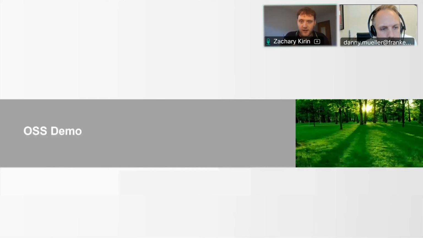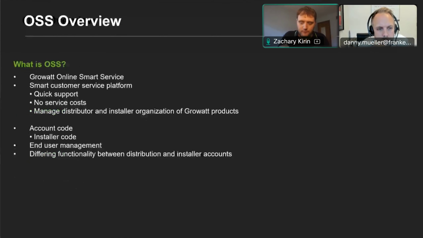So let's go over the OSS demo. We're going to walk through a little bit about what OSS is and how we can utilize this for your customer and how we can manage our platforms. So firstly, I think we're all wondering what OSS stands for, and that is the Growatt Online Smart Service. It is the monitoring platform for O&M management, settings, system configuration changes, and end user management.